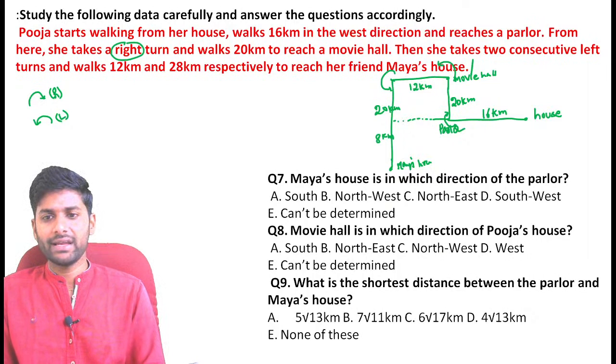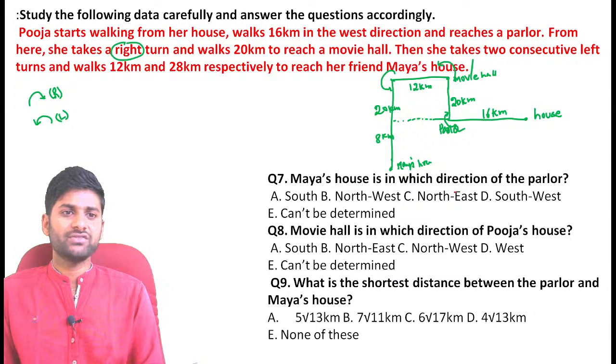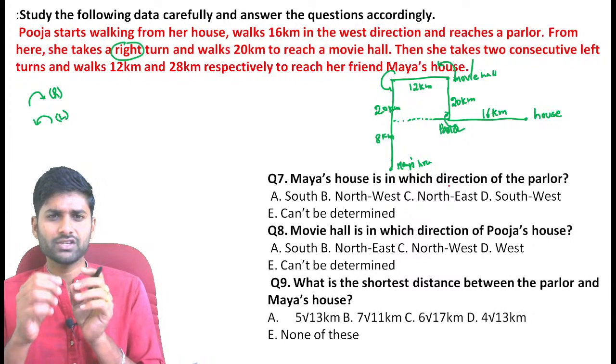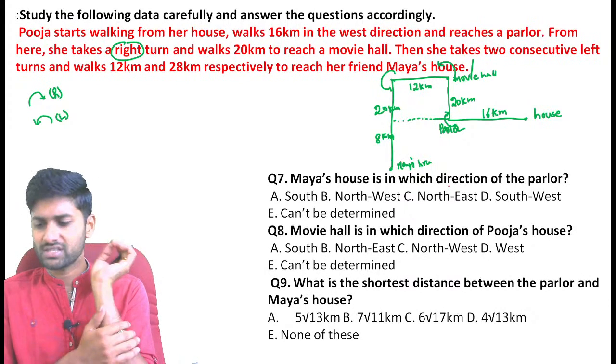Now, after drawing a diagram, you just go through the questions. What are the questions they have given? See, what is the first question they have given? Maya's house is in which direction to the parlor? Most of the students still face a problem choosing the option.